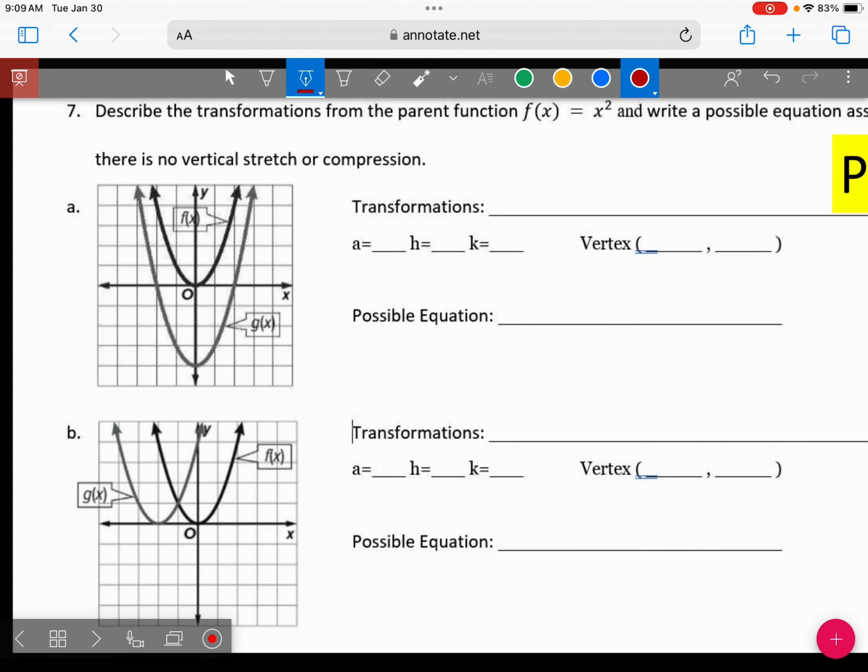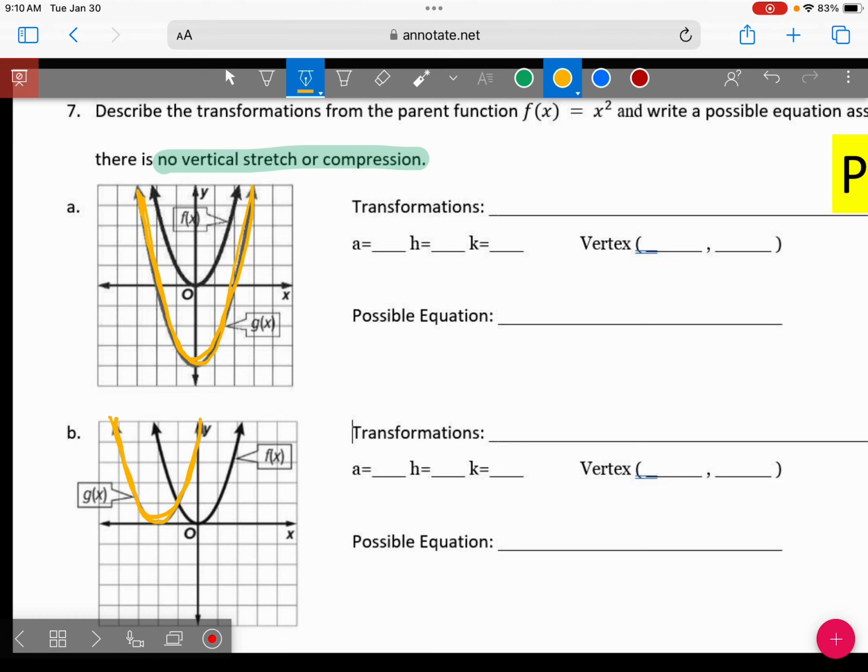So I probably should pass out colored pencils, but this is the graph. This graph is the one we're writing the equation for right here. You see how there's 2 graphs? The one that looks like a lighter gray, that's g of x. That's the one we're talking about. And see how it says assume no stretch or compression.